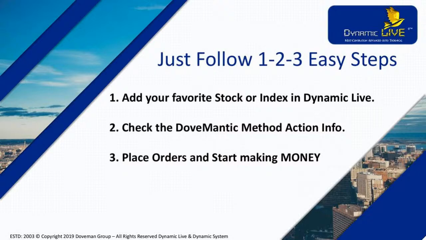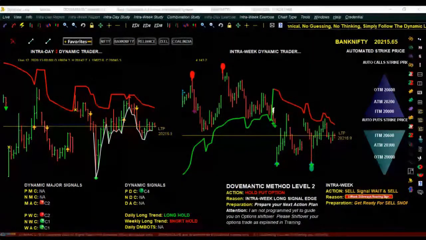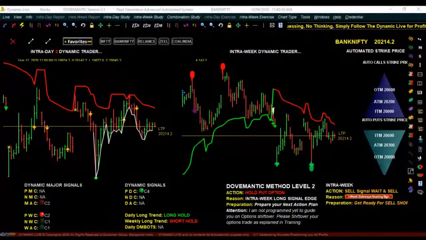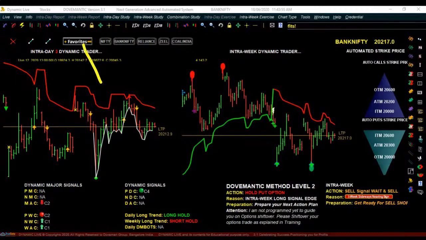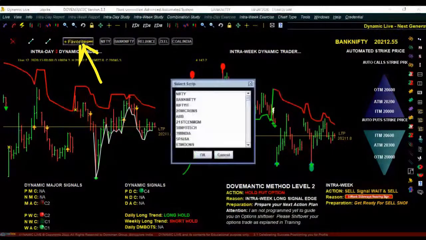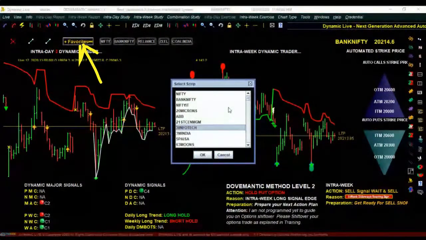So today, let's go have a look at this dynamic live in a real-time market to understand these 1, 2, 3 easy steps. For that, I request any of you to suggest your favorite stock or index, so that we can see what this dynamic live is telling us to do. First step, for you to add your favorite stock or index, you just have to click on this favorites. Once you click on this favorites, the drop down will appear. You can go select any of your favorite stock.